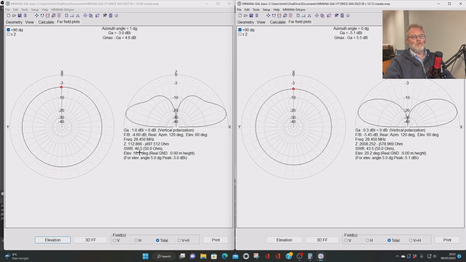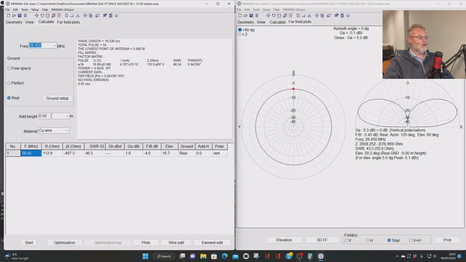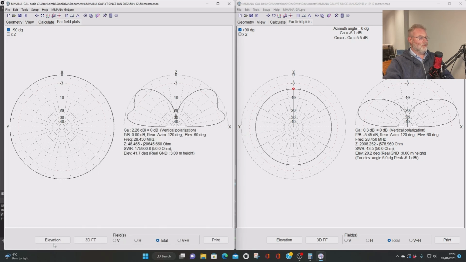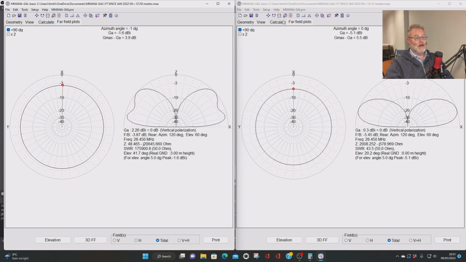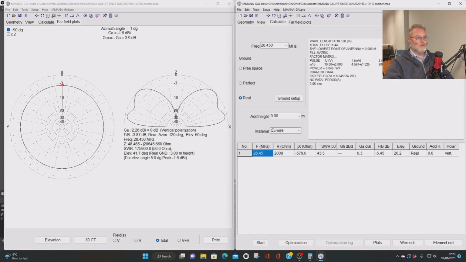Let's put them both up a little bit higher then. So let's add another 3 metres of height onto this. We'll add the 3 metres of height onto the 5/8. We'll have a look now at 5 degrees. 3 metres of height now. Minus 1.6, nice pattern there. So remember, we had a 2.1 dB difference when we were on the ground.